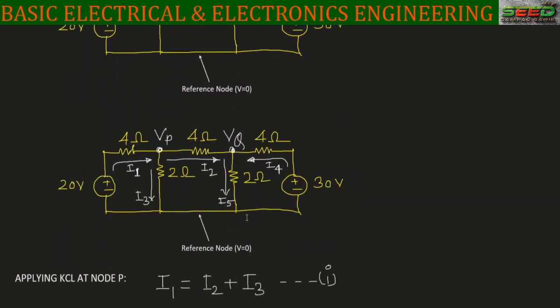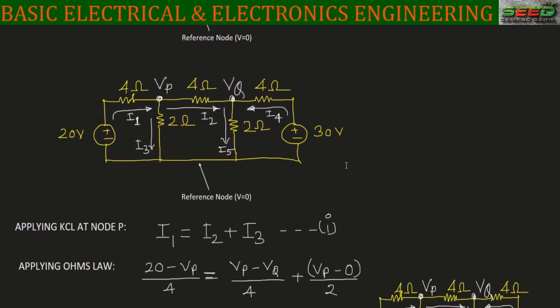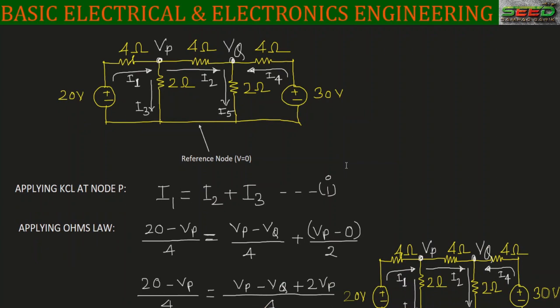Now we have to assign some branch currents. So I have taken I1, I3, here I2, here I5, here I4. You can take any directions. Based on your direction, your KCL equation will be formed.